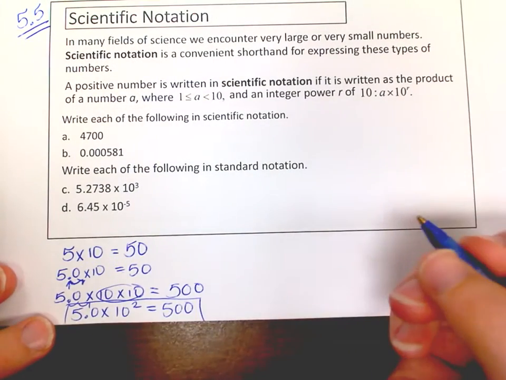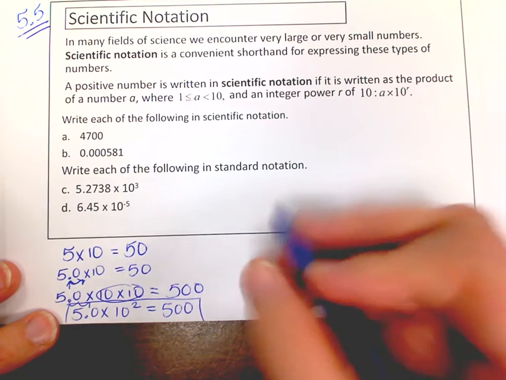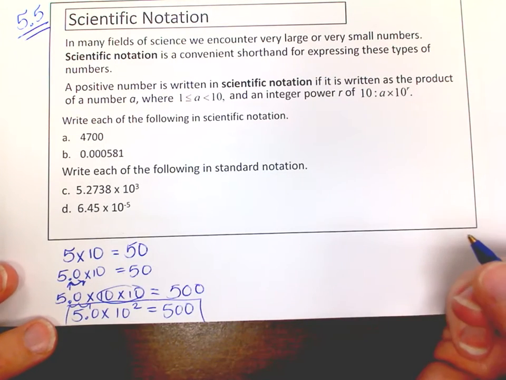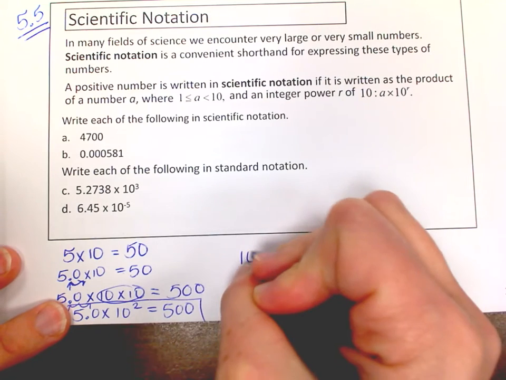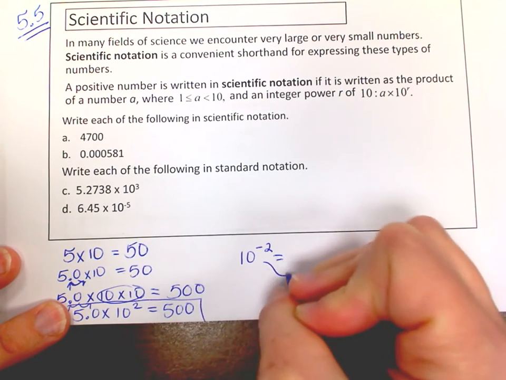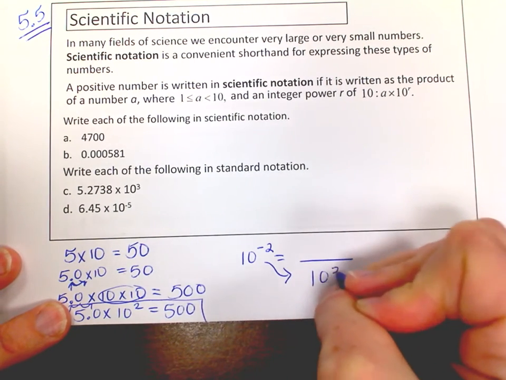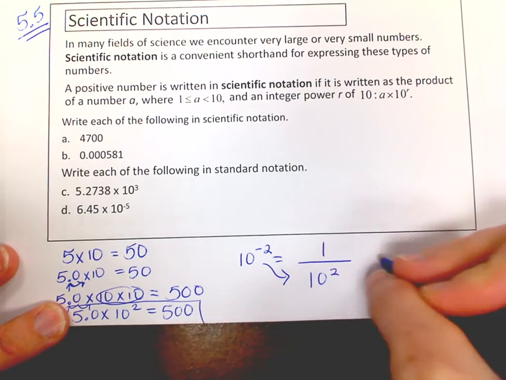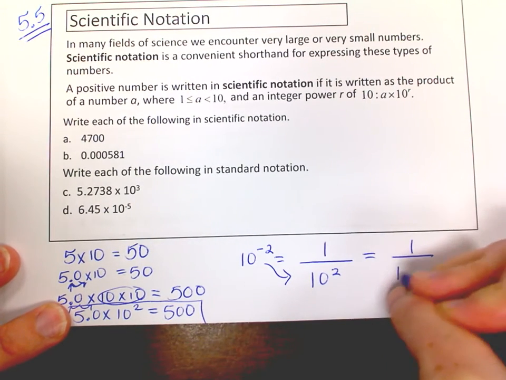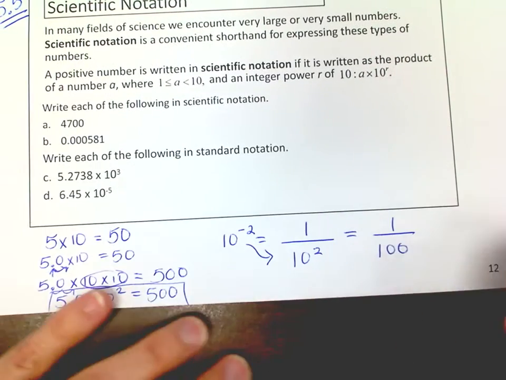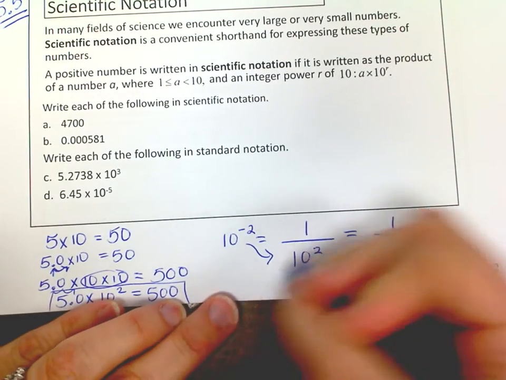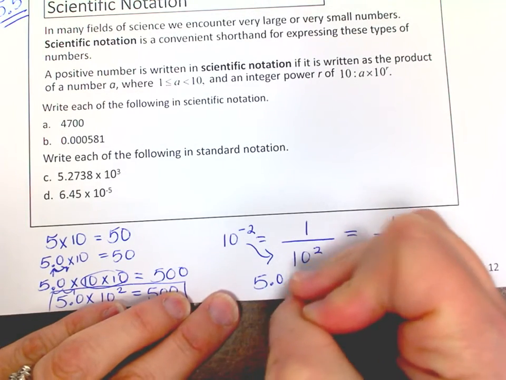Now, also what we have to consider here is this idea of negative exponents. If you remember when we talked about negative exponents, if you have something like 10 to the negative 2 and you bump it to the bottom to make it 10 to the positive 2, this is like 1 over 10 squared, which is 1 over 100. It's 1/100th.